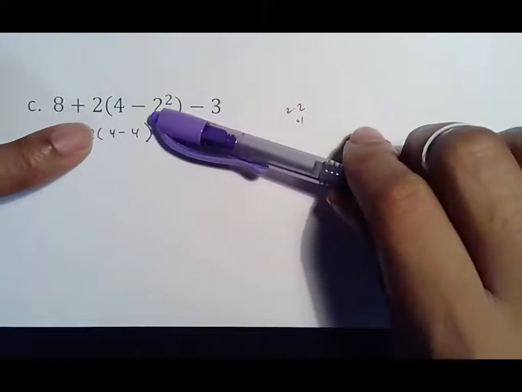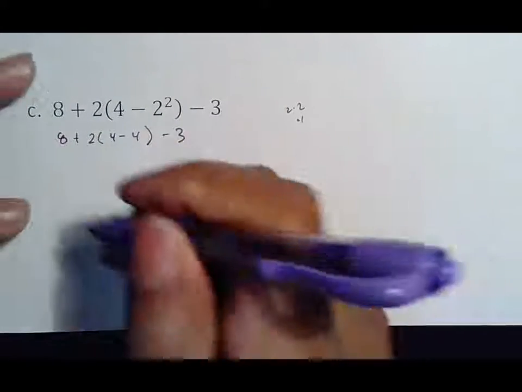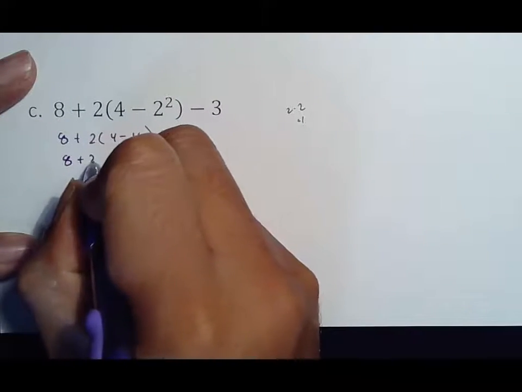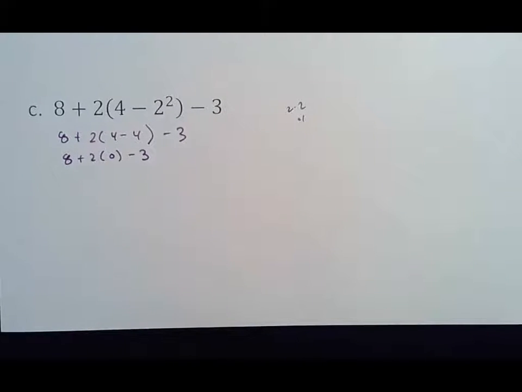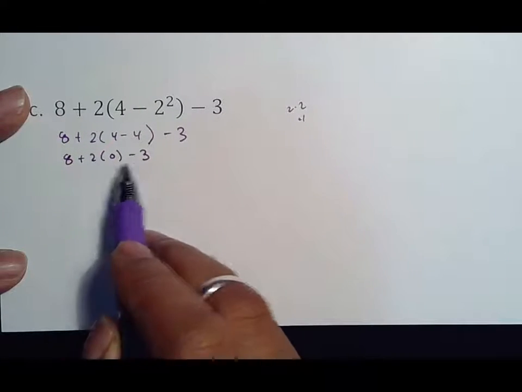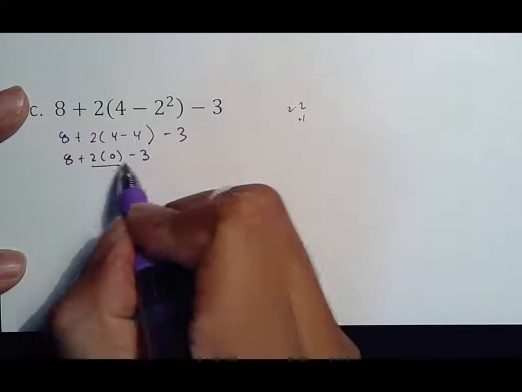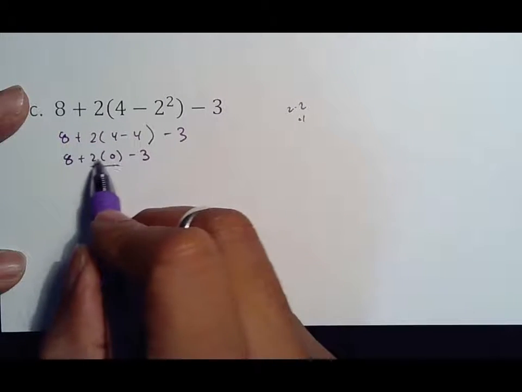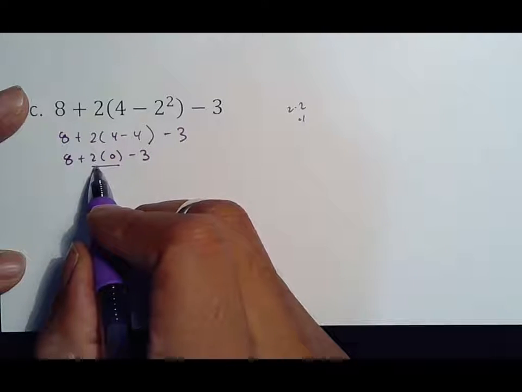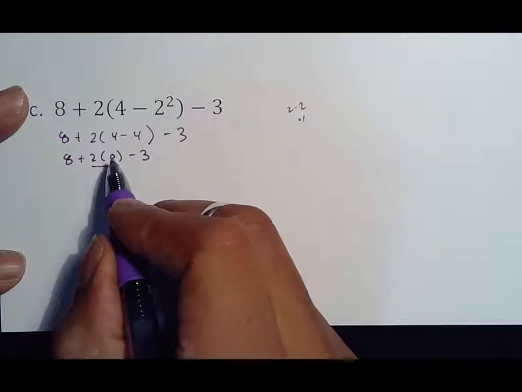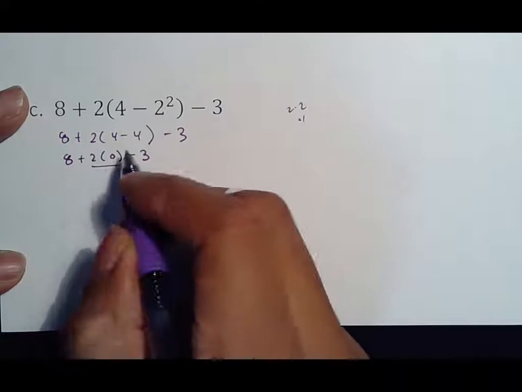Again, we have a parentheses situation here. 4 minus 4 is going to turn into a 0. From there, again, we do not do 8 plus 2. We don't do anything minus 3. There's a multiplication here. Remember, that's multiplication, not a parentheses. Anything times 0 is 0. If I have nothing and multiply it or double it, I still have nothing.